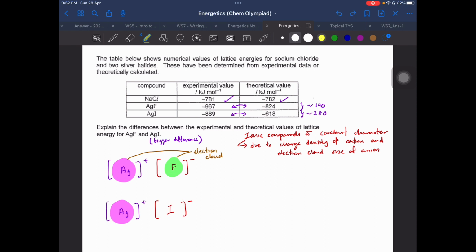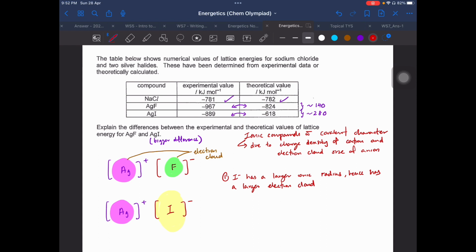Why is it bigger? So you recall that first, iodide has a larger ionic radius. Why? Because if you recall in your periodic table, as you go down the group, the size of the atom, or in this case the ion, will actually increase because they will have now more principal quantum shells, right? So the electron cloud is actually bigger in size.